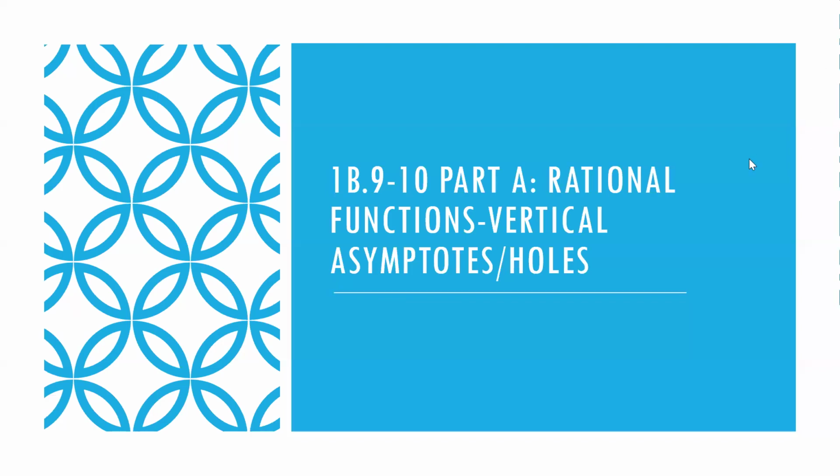All right, so what we're doing is we're combining 9 and 10, which are our last two sections of our Unit 1B, okay? By combining 9 and 10, we're talking about all things rational functions. It's broken down into three parts, so you should have a part A, part B, and a part C.